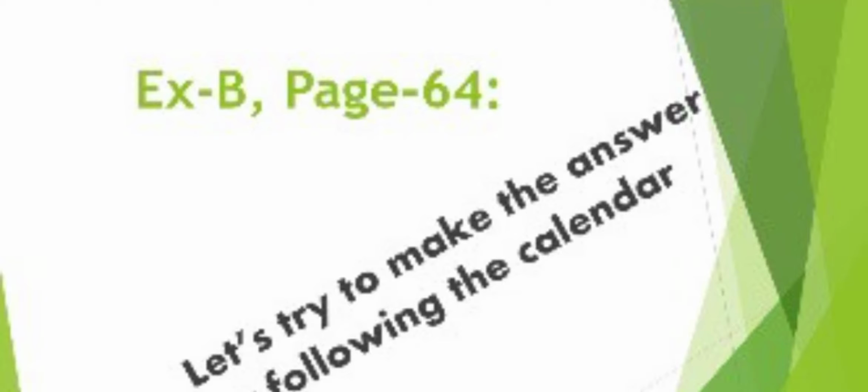Exercise B, page number 64. So students, all of you look, you can see here in exercise A, this is the calendar of January month and the year is 2016. So in exercise B, there are some questions mentioned. By following the calendar of January month, you have to answer these questions. So let's all of you try to make the answer.